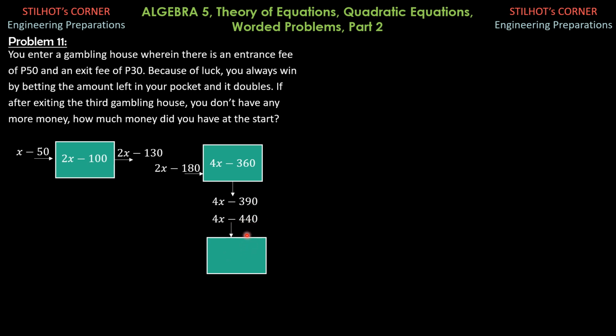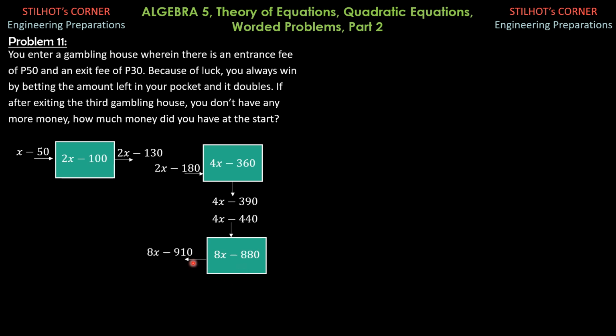And this amount will double. So 2 times quantity 4x minus 440 becomes 8x minus 880. And lastly, as you exit, the amount left in your pocket would be 8x minus 880 minus 30. So that would be 8x minus 910.